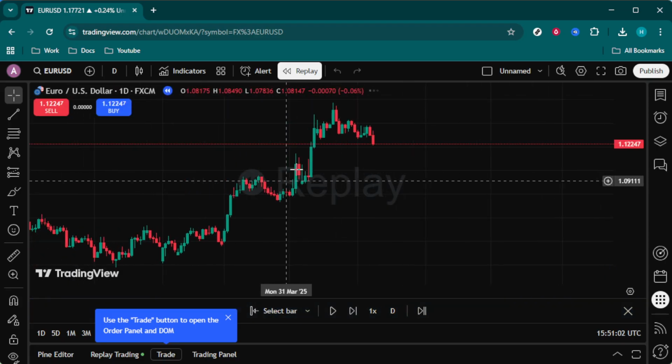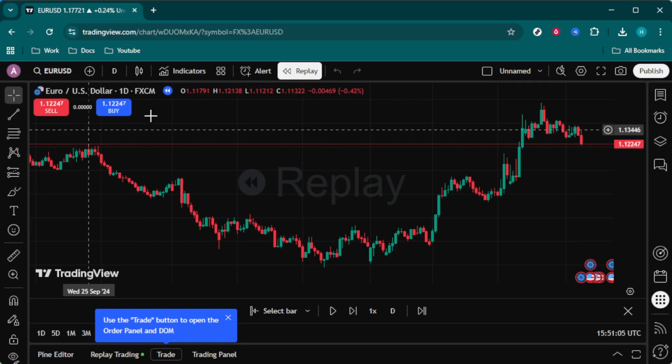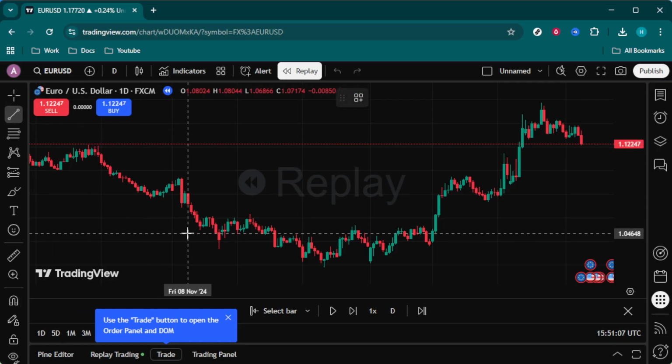And there you have it, a comprehensive introduction to TradingView. With these steps, you now have a solid foundation to explore more complex features on your own. Keep experimenting, stay informed, and happy trading!